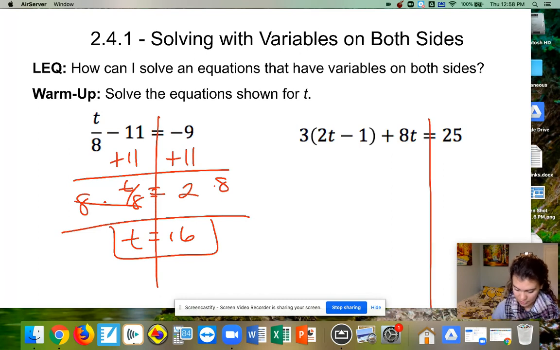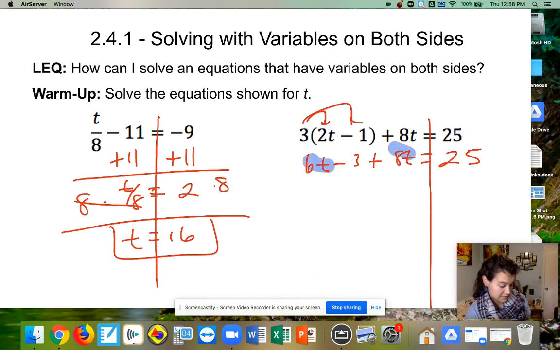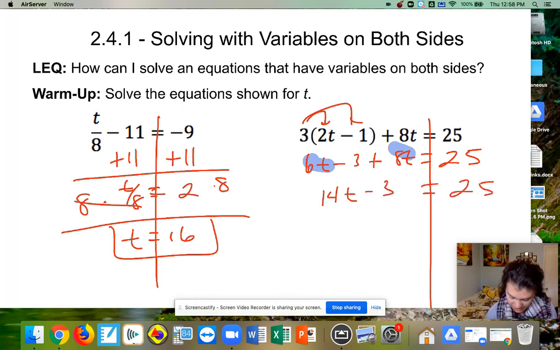Same idea over here, drop your line down. You want to distribute this first, so you get 6t minus 3 plus 8t equals 25. And now combine like terms. So these two can be combined. Remember, you cannot combine across the equal sign. So that 25 and that negative 3, you can't do anything with them because they're not on the same side. So you get 14t minus 3 equals 25.